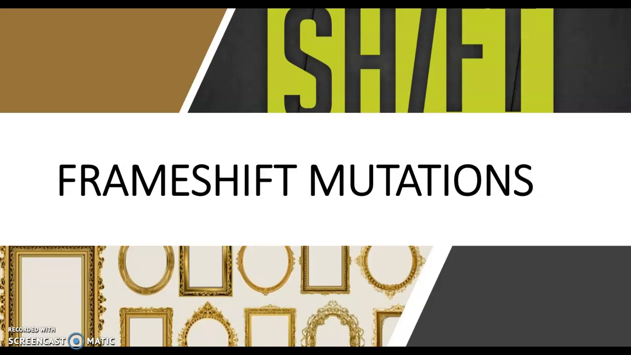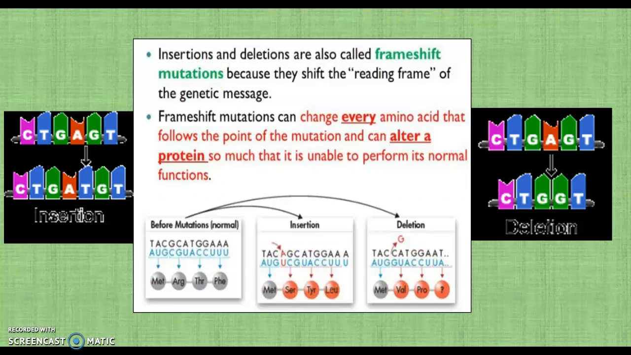The next type of mutations are called frame shift mutations. And when you're talking about a frame shift mutation, you're talking about either an insertion or deletion of a base that's going to mess up your whole entire genetic sentence after the point of the mutation. So it's going to shift your reading frame. Because remember, we're reading in sets of threes, 1, 2, 3, 1, 2, 3. We look at these in sets of codons and anticodons.